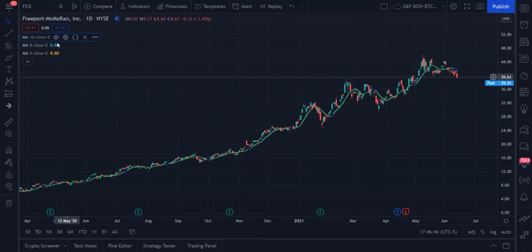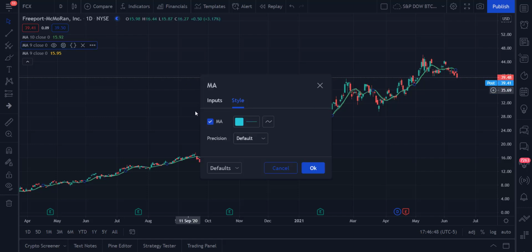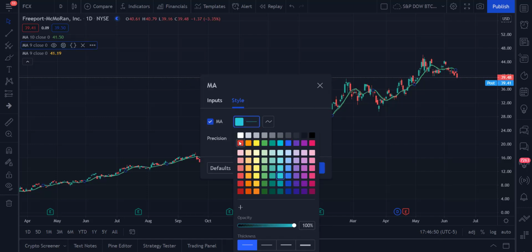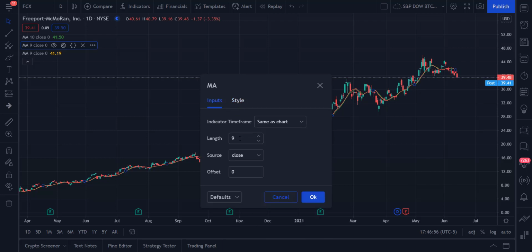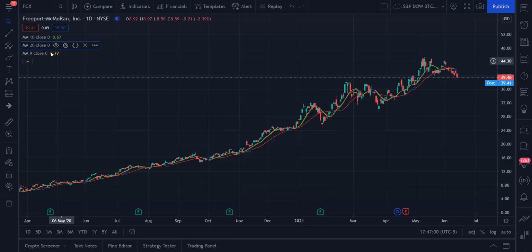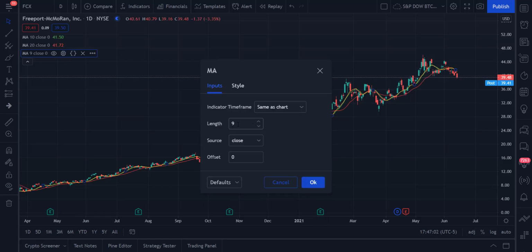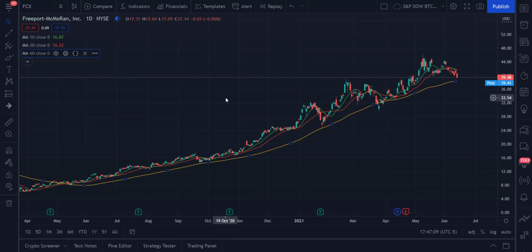So let me switch all of these over. I like to use green for my 10 period. I'm going to use red for my 20. It's like my mid-range. Gives me a nice little buy and sell signal. And then I leave the other one yellow, but I like it to be a 60-day, so it's more of a 3-month or a 2-month moving average for me. 3 months actually, given that there are 20 trading days per month.